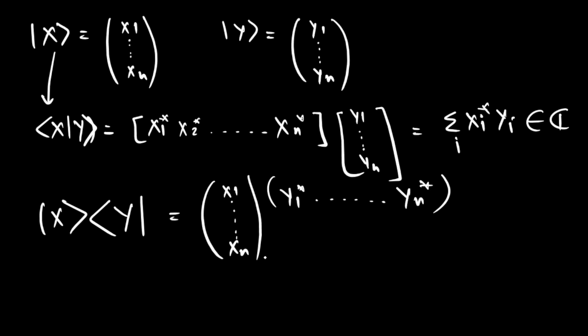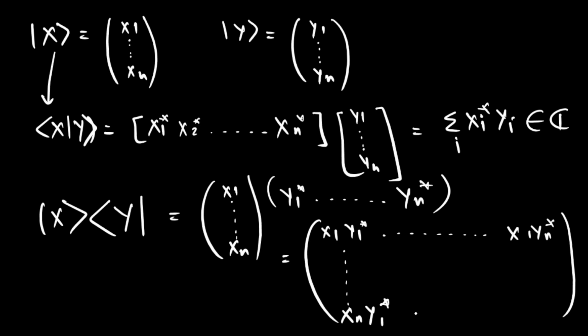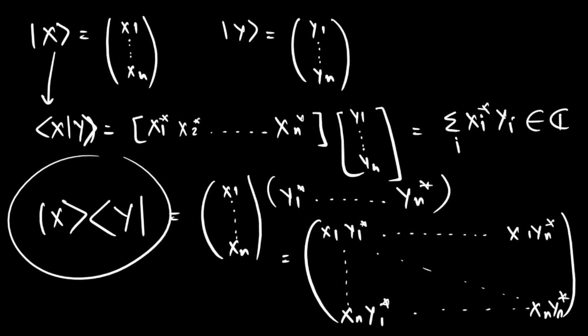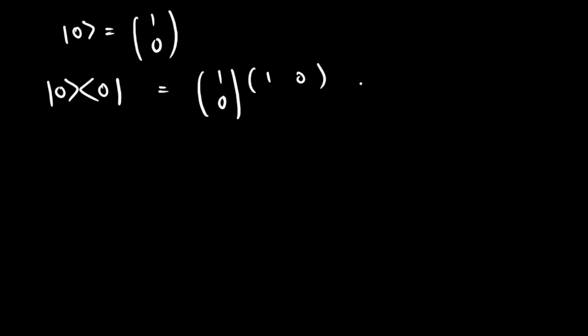Now multiplying these two matrices, we'll get a matrix x1 y1*, ..., x1 yn*, ..., xn y1*, ..., xn yn*. So an outer product gives us a matrix as a result. Another example we can take is of a zero state, which is given by (1, 0). So |0⟩⟨0| would be equal to (1, 0) times (1, 0), which would be equal to: 1 times 1 is 1, 1 times 0 is 0, 0 times 1 is 0, 0 times 0 is 0 in this matrix. So I hope you understood what are inner products and outer products.